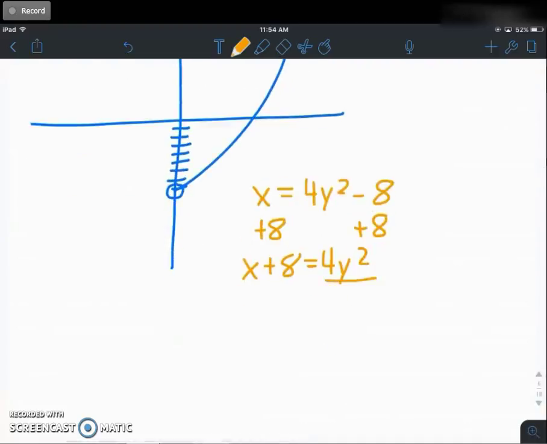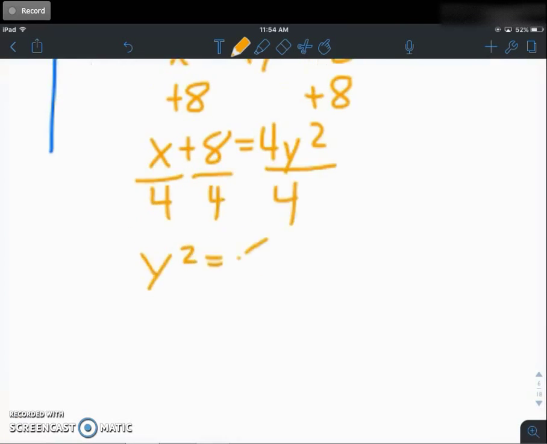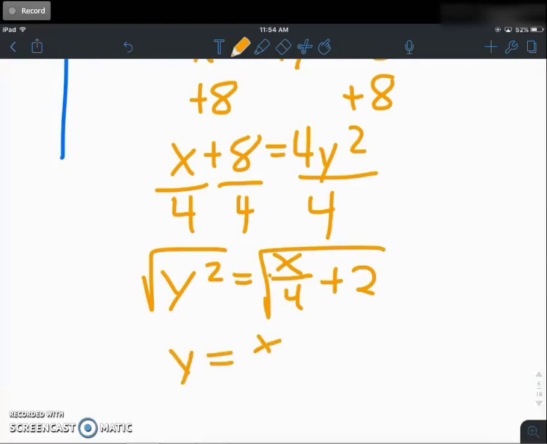Divide both sides by 4. And I get y squared equals x over 4 plus 2. Take the square root of both sides. So I get y equals the square root of x over 4 plus 2. So that would be the inverse.